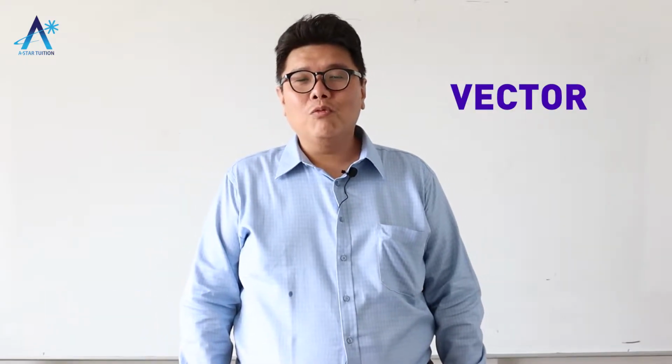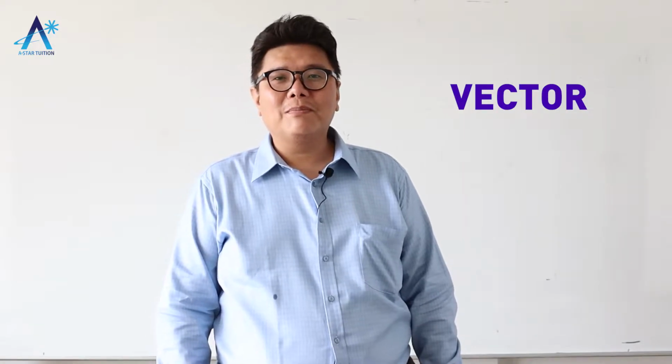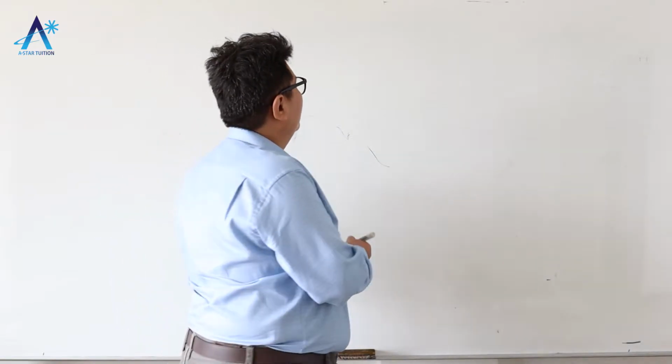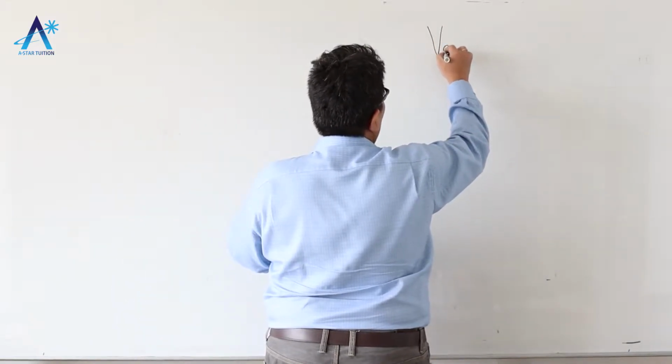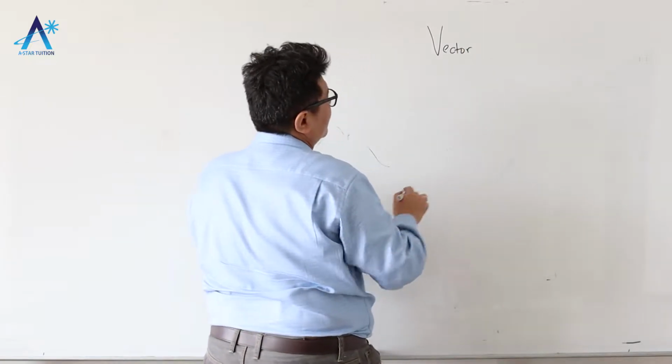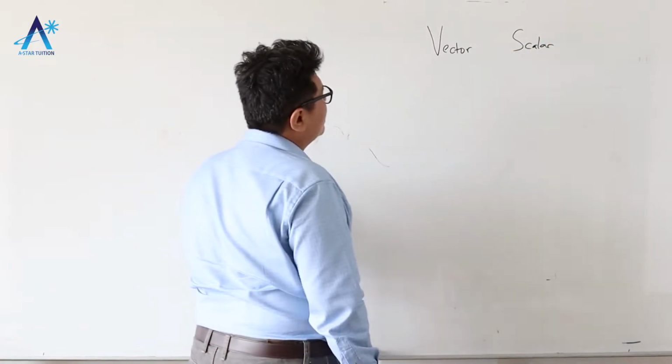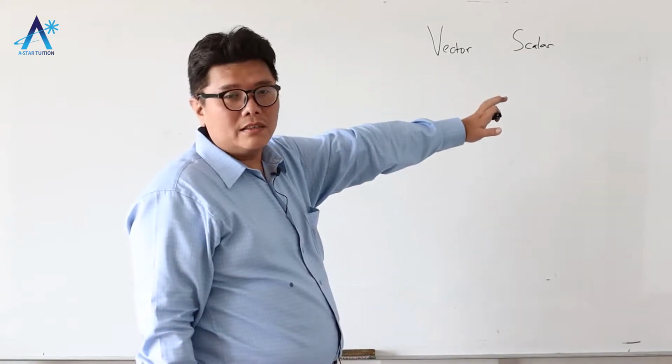Today we'll discuss vectors, one of the basic concepts in physics. Let's start. In physics, we deal a lot with quantities, and there are two types of quantities that you need to be aware of. The first one is called vector quantities, and the second is scalar quantity. Now, what is the difference between vector and scalar?